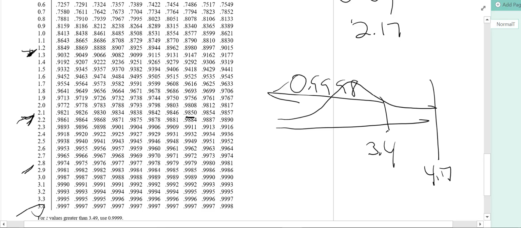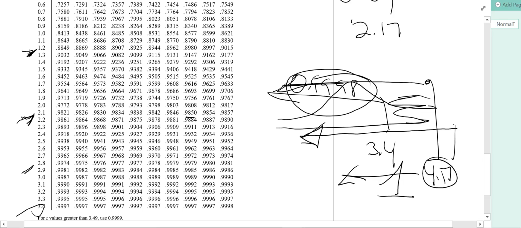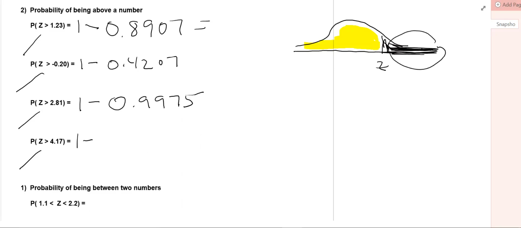And 4.17 is up here somewhere, right? So the area that 4.17 consists of includes 9998, but is actually more. So I suggest anything above the table, assume the amount below that particular number is 1. I'll repeat. If you are at the top end of the table, then your assumption can be that the probability of being below that number is 1.